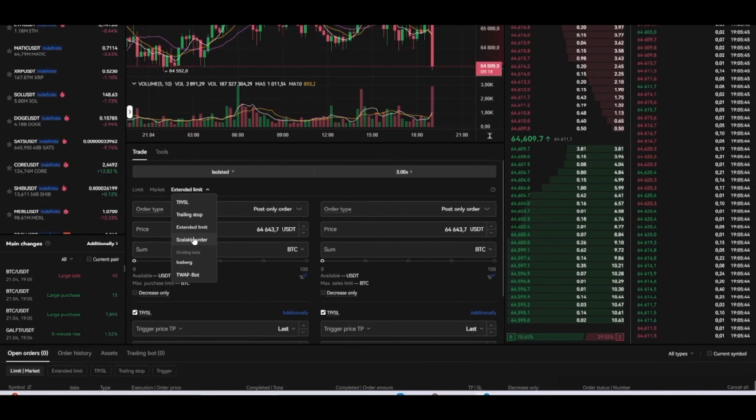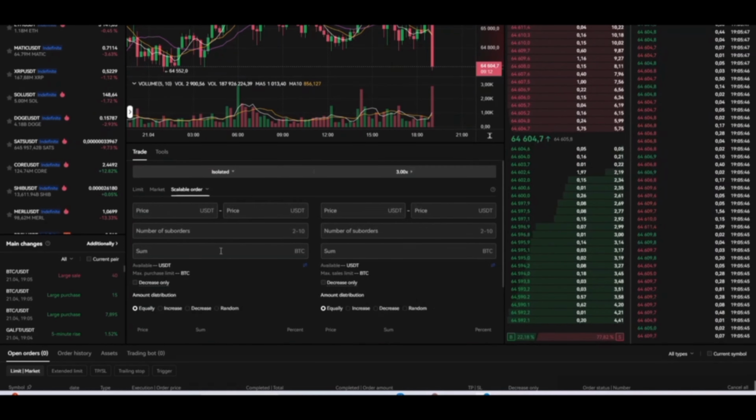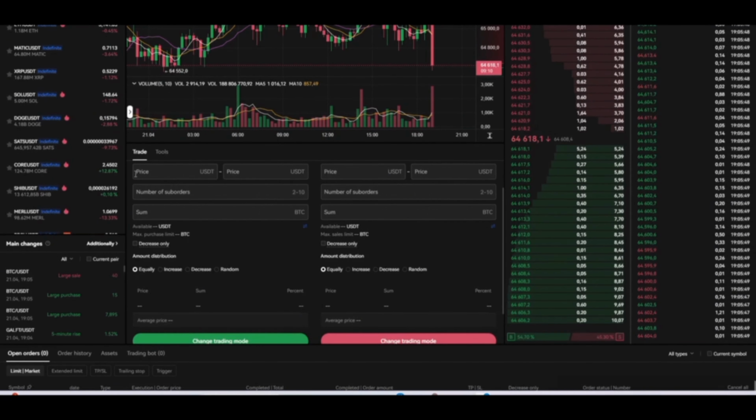You indicate the profit. Select for which order this order will be opened. Indicate the amount for which you want to purchase the coin. There is no stop loss in this order.